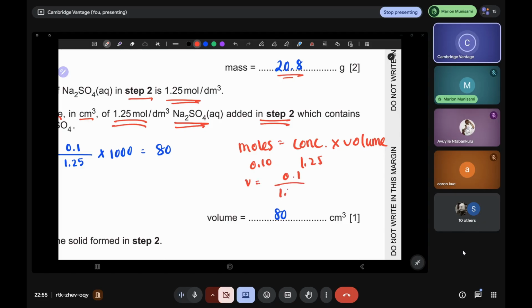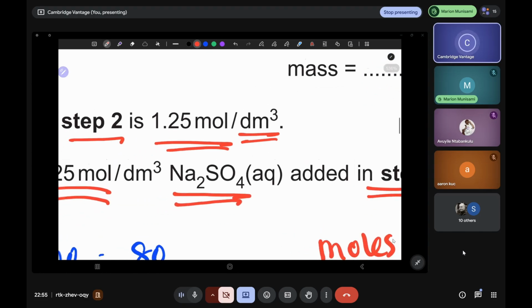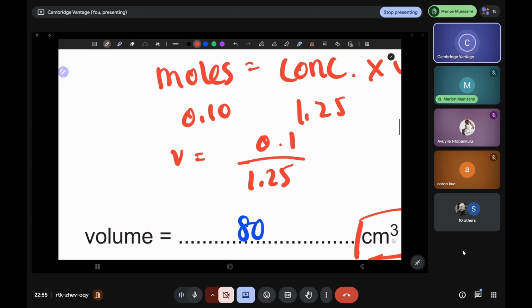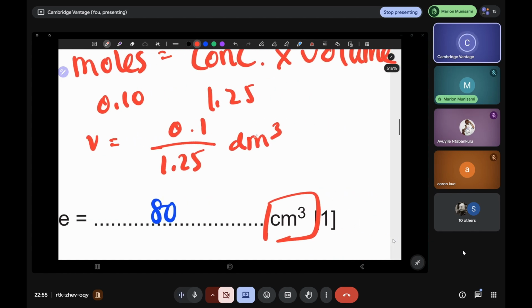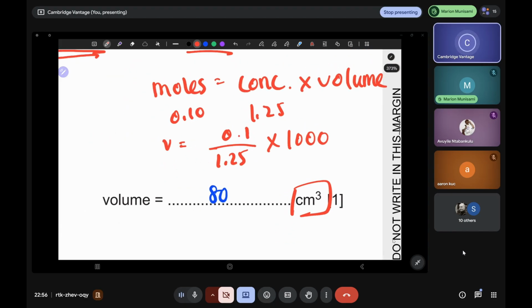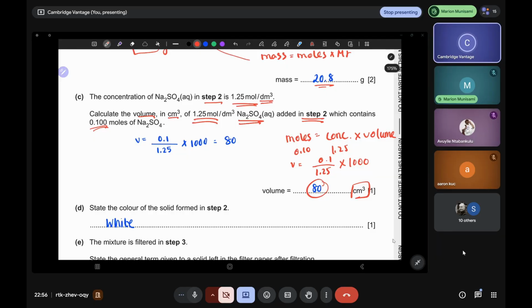So to find the volume, what do we do? 0.1 by 1.25. But students, notice something. The unit over here is centimeter cube, but notice the unit of the concentration, it's in dm cube. So when you do this 0.1 over 1.25, you get your answer in dm cube, which you do not want. You want the answer in cm cube. So how do you convert from dm cube to cm cube? All you have to do is just multiply by 1,000. So if you multiply by 1,000, at the end of the day, you will get 80, and this is the volume in cm cube of Na2SO4. Essentially, all you're doing over here is just recalling the formula moles is equals concentration times volume, and then finding the volume from there. Is that clear, students?